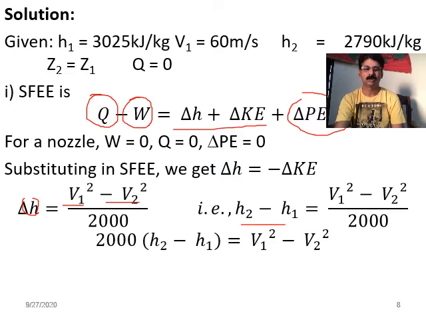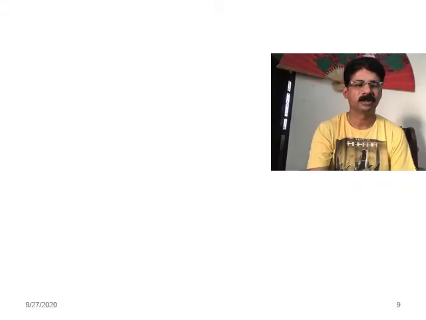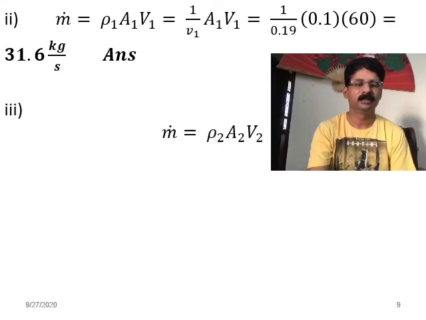So 2000 into H2 minus H1 is equal to V1 square minus V2 square, and V2 is nothing but the square root of V1 square minus 2000 into H2 minus H1. After substitution you get 688.2 meter per second. I request all of you to cross verify the calculation in case there is any error, but the method is correct, the procedure is proper. Move to the next slide.